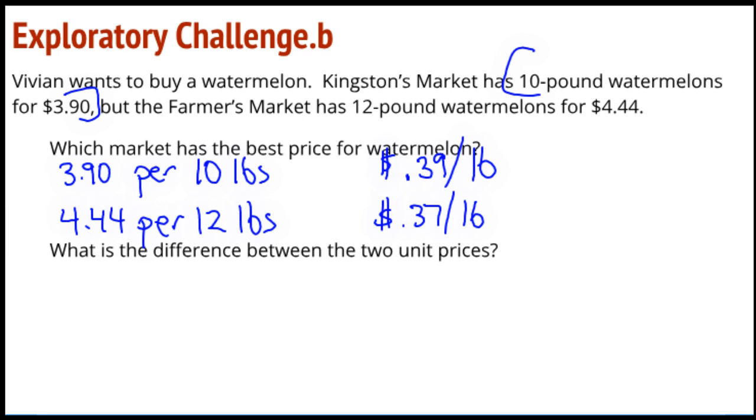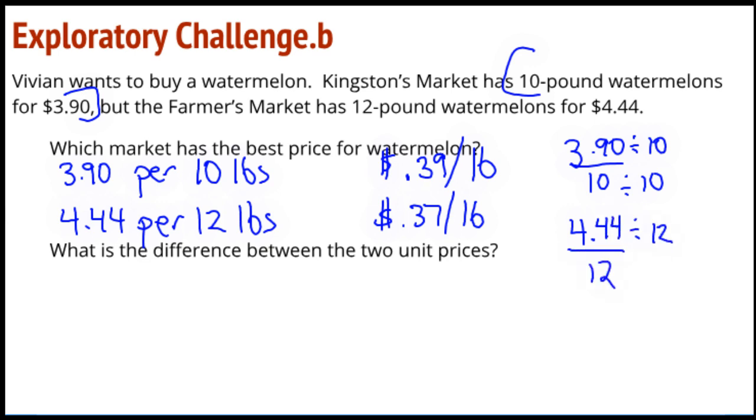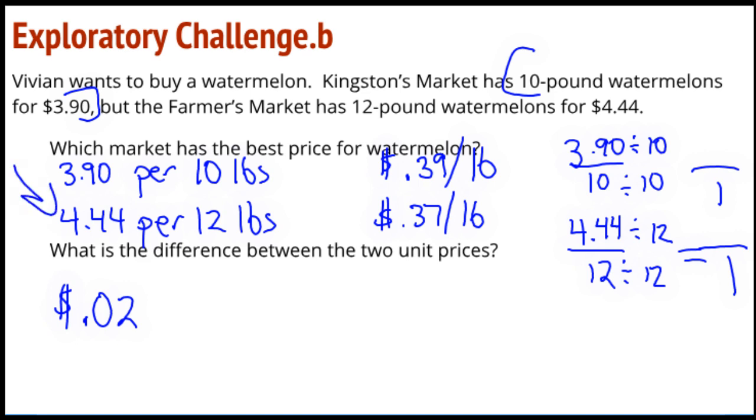So I took the 390 and the 10, and I scaled both of them down by dividing by 10. And I took the 444 and the 12, and I scaled both of them down by dividing by 12, so that in both cases I had a rate per 1 pound, a unit rate. So the difference between prices is about 2 cents. And Vivian probably should go buy the one from the farmer's market because she's getting a little bit better price, assuming that she can eat the 2 extra pounds of watermelon.